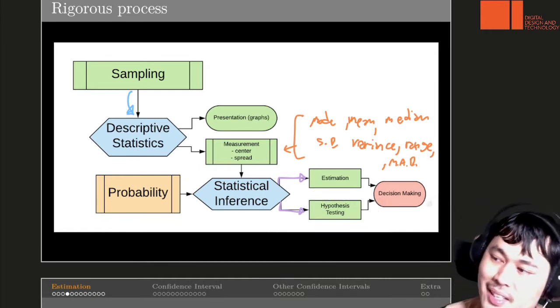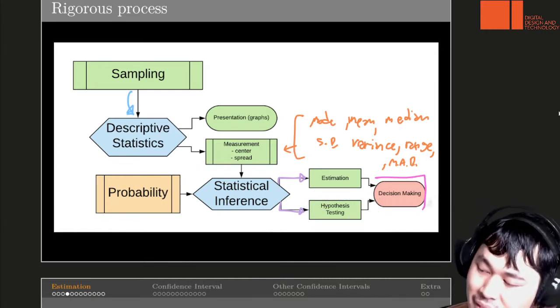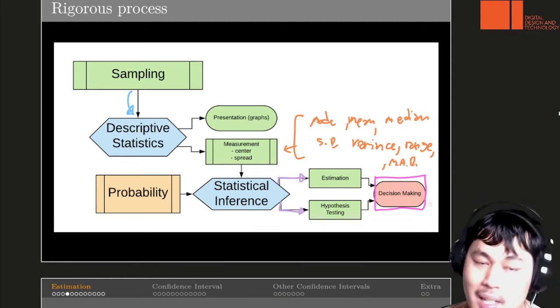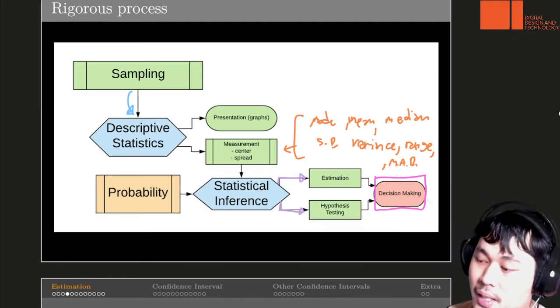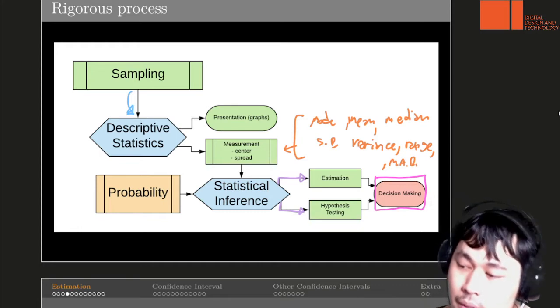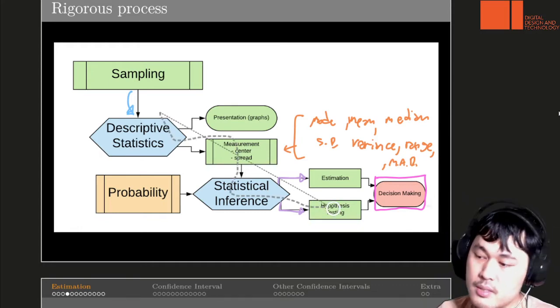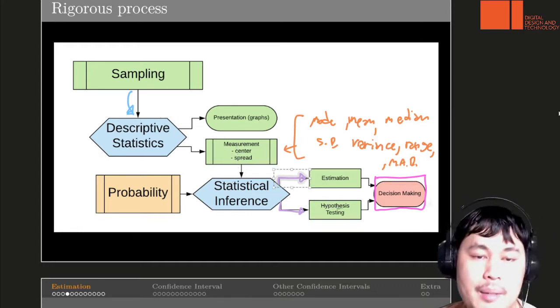But eventually, the most important part of all this process is to make a decision, and to use all this information to help us make a better decision.